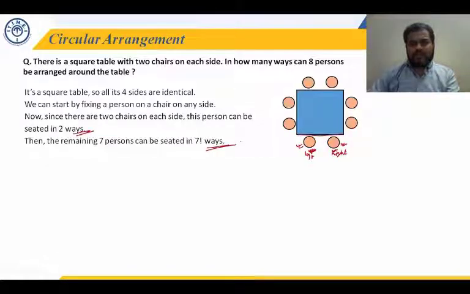Now we are taking this up from the basics of circular arrangement only. There also we fix 1 person, and then we arrange the remaining n minus 1 persons. But here, because this is not a round table but a square table, there are 2 chairs on each side. So whether you make the person sit on this chair or this chair, these are 2 different ways. So for the first person to be fixed on 1 chair, there are 2 ways, and then you can arrange the remaining 7 persons in 7 factorial ways. Fine. I hope it is clear.